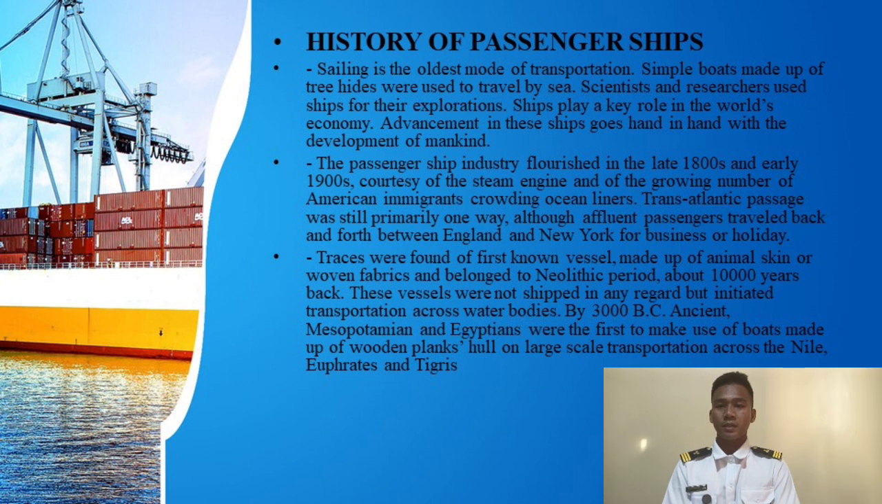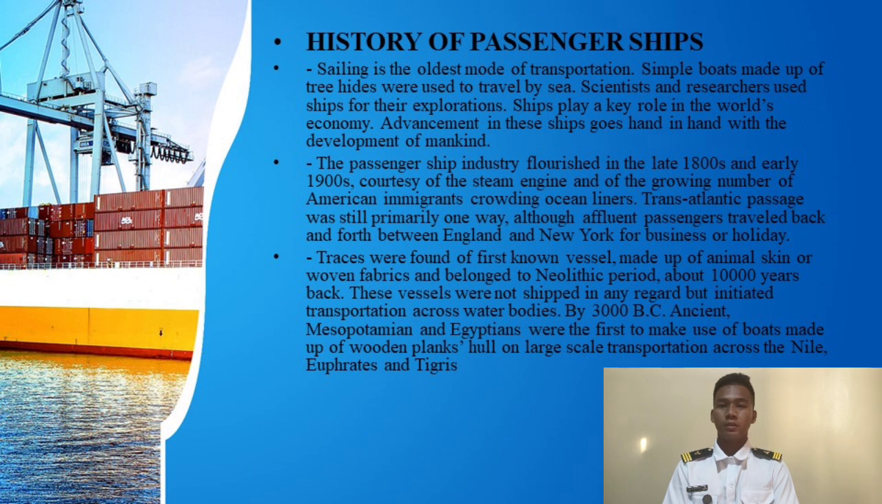The passenger ship industry rose in the late 1880s and early 1900s, courtesy of the steam engine and the growing number of American immigrants boarding ocean liners. Transatlantic passage was still primarily one way, although affluent passengers traveled back and forth between England and New York for business or holiday. Traces were found of the first known vessels made of animal skin or woven fabrics, belonging to the Neolithic period about 10,000 years back.